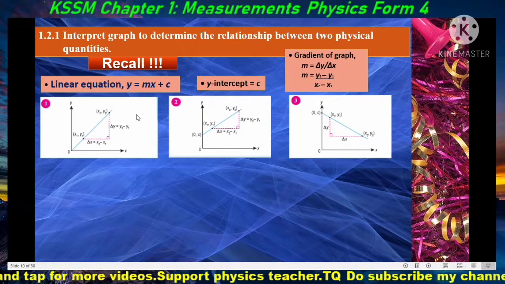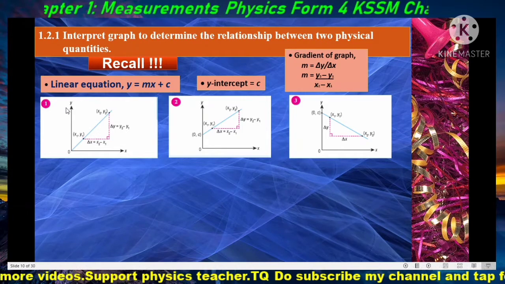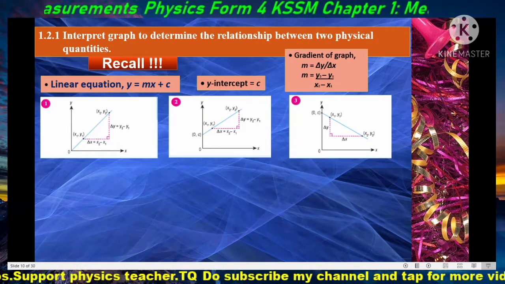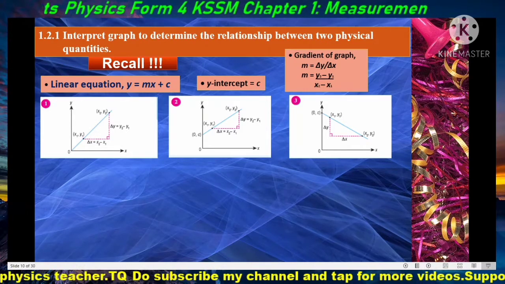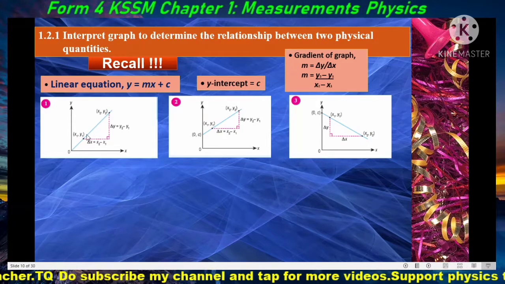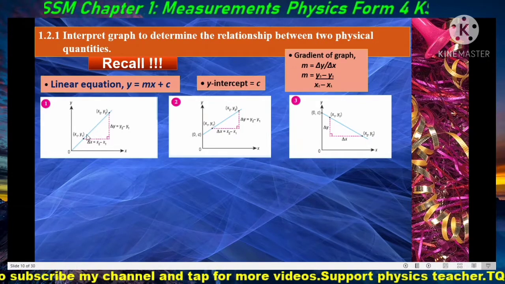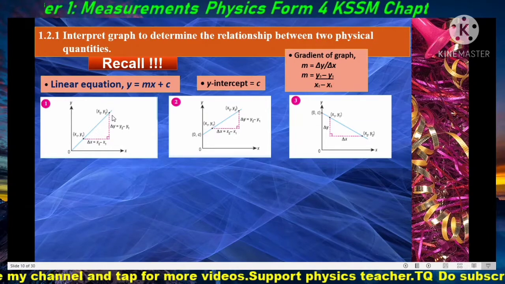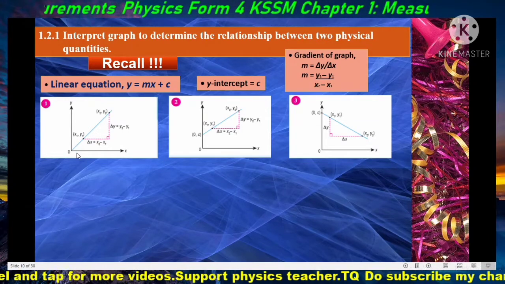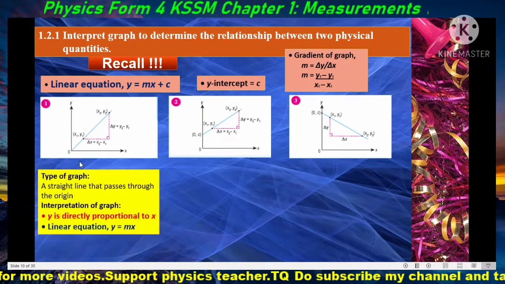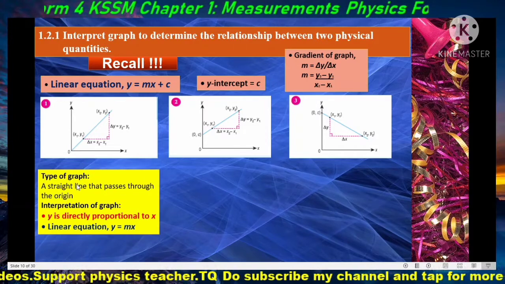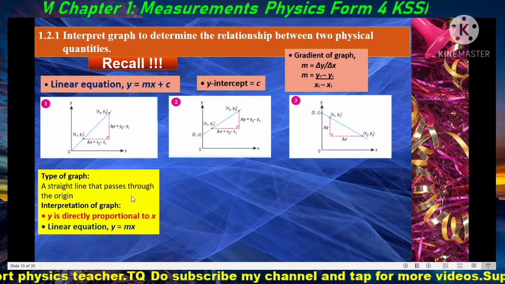Let's say from the data recorded, when you plot a graph, you get this shape of graphs. What can we say about the shape of the graphs? Look at the first one. A straight line passed through origin. The graph shows a straight line that passes through the origin.